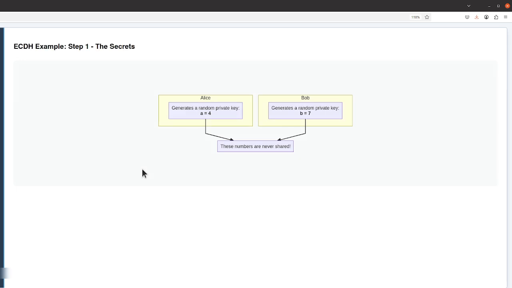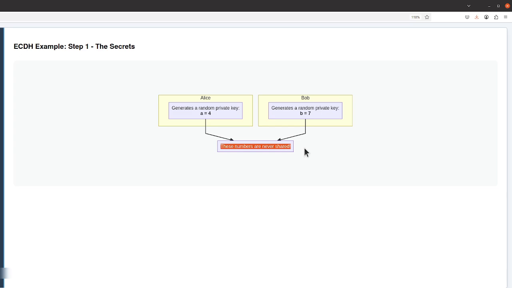ECDH example. Step 1: the secrets. Let's begin our example. Alice and Bob both know the public domain parameters, including our generator point G, (5, 1). The first step is for each of them to invent their own secret. Alice generates a random number to be her private key. Let's say she chooses A equals 4. Bob does the same and chooses his private key, B equals 7. These numbers are their ultimate secrets. They must never be transmitted or revealed to anyone. Their entire goal is to use these secret numbers to arrive at a third, shared secret without ever exposing their original ones.